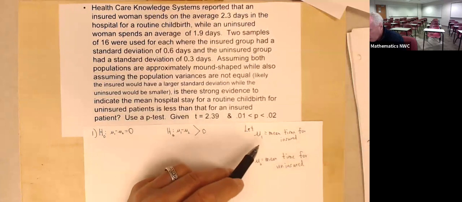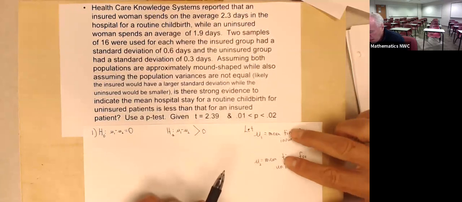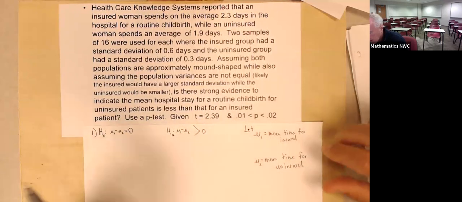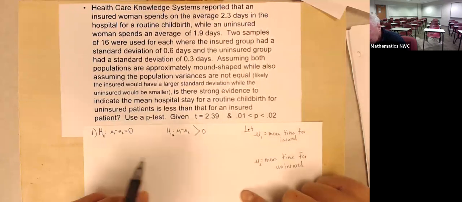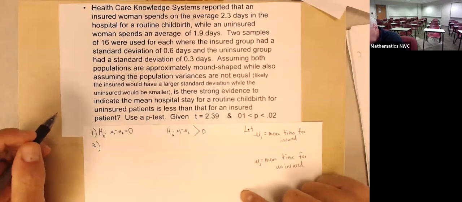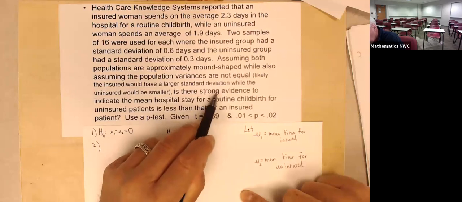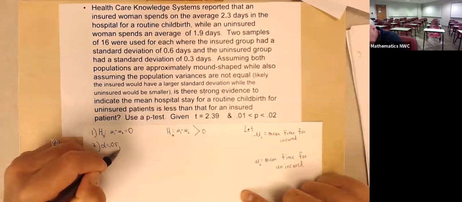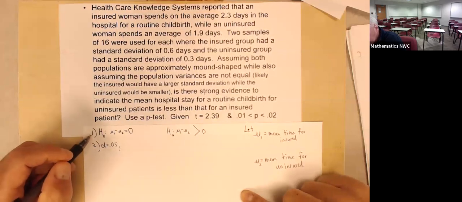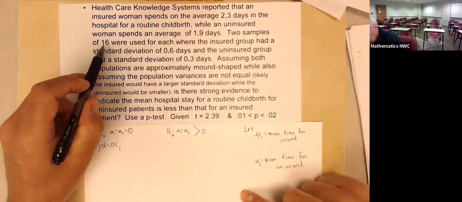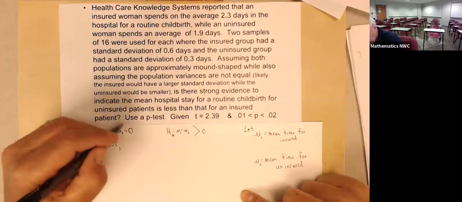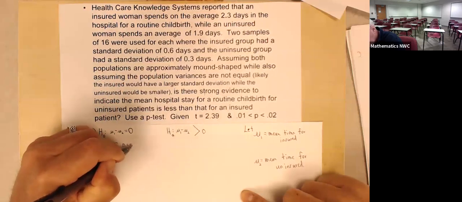Again, you got to define what they are, because without these two definitions, this has no meaning. You have no idea which way you're subtracting. So this must be in there. Okay? Step number 2, our alpha level. Strong evidence indicates alpha is 0.05. Our sample sizes in this particular case, 2 samples of 16 were used. So each sample was 16.